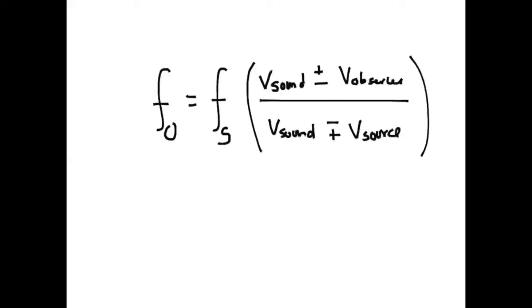When do we generate a plus or a minus in each case? If the observer is moving towards the source, it's going to be positive. If the observer is moving away of the source, it's going to be negative. So once again, positive if the observer is moving towards the source, negative if it's moving away of the source.